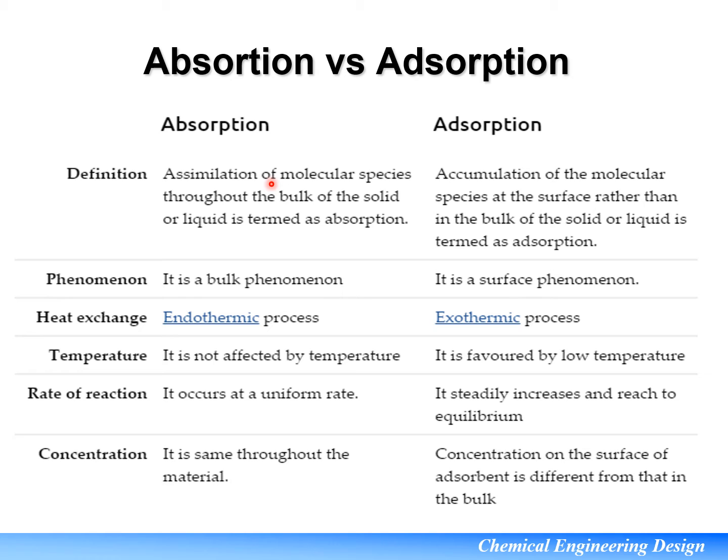Meanwhile, adsorption is the accumulation of molecular species at the surface rather than in the bulk of the solid or liquid. That means in adsorption equipment there is a solid surface, and when the gas passes through the solid surface, it will adsorb at the surface of the solid. So absorption is a bulk phenomenon, while adsorption is a surface phenomenon. The heat exchange in absorption is endothermic, meanwhile for adsorption it is exothermic. Endothermic absorbs heat, meanwhile exothermic releases heat.